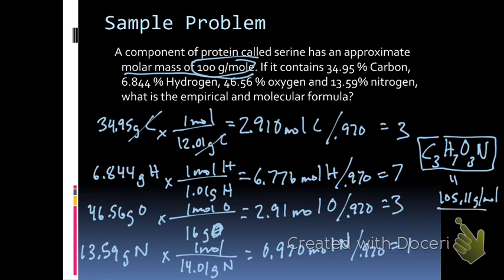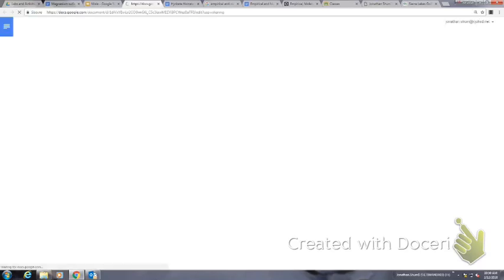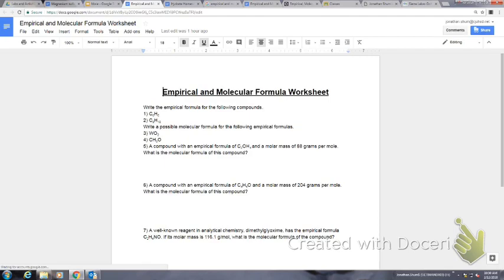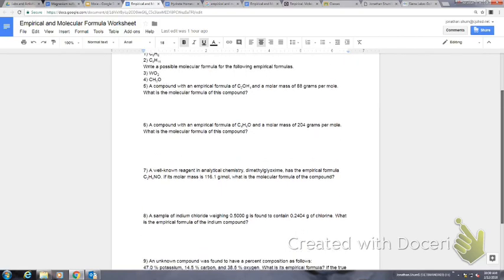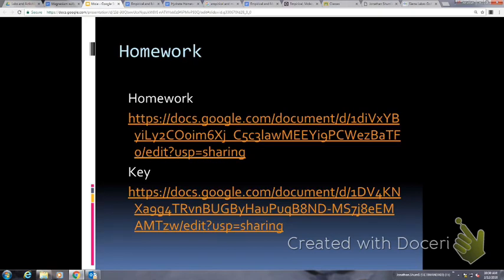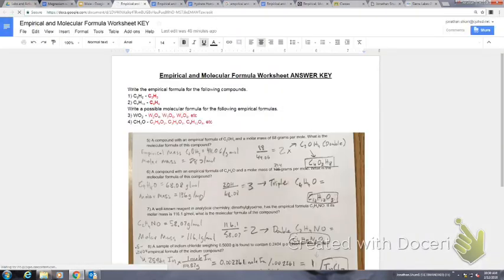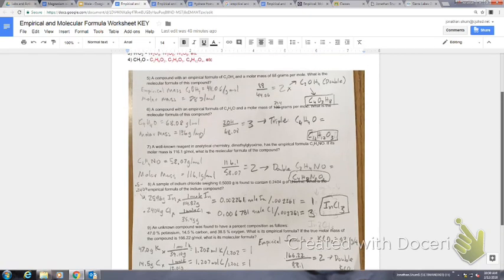Okay? All right, so let's take a look at the homework. You have a quick check tomorrow on this. I have practice writing empirical formulas and then 4 problems calculating molecular and empirical formulas. You'll notice on the key that I have answers, and then I'll also show my work so you can see what I did.